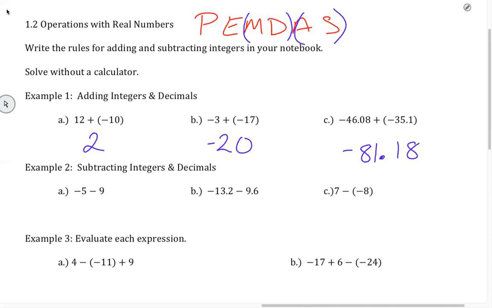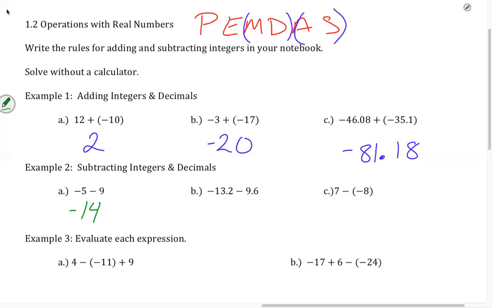Any questions on adding integers? Now with subtracting integers, we have to be careful of problems like C, and I'll go over why when we get to C. All right, so let's go over A. Mark, what do you got for A? Negative 5 minus 9. Negative 14. Perfect, negative 14, okay?